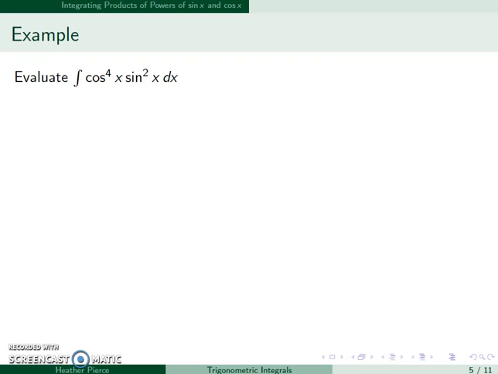Now look at this integral: the integral of cosine to the fourth x, sine squared x. Since these are both even powers, we'll have to use the third method.